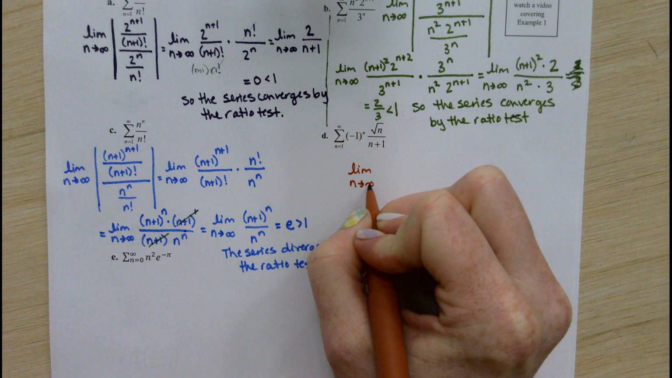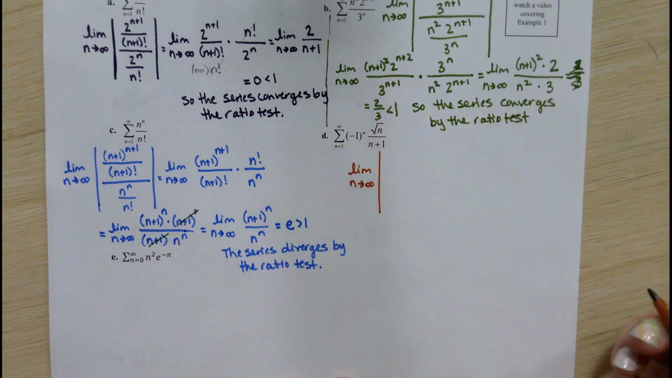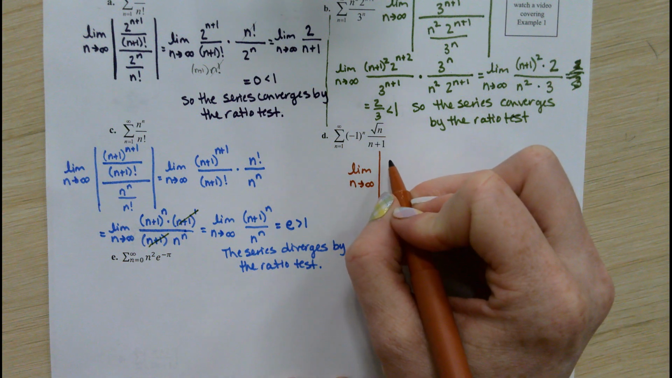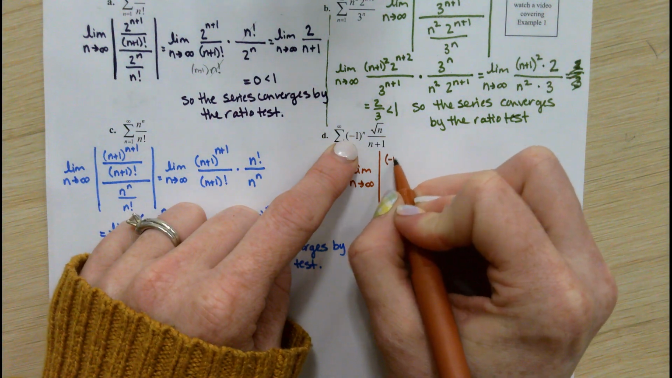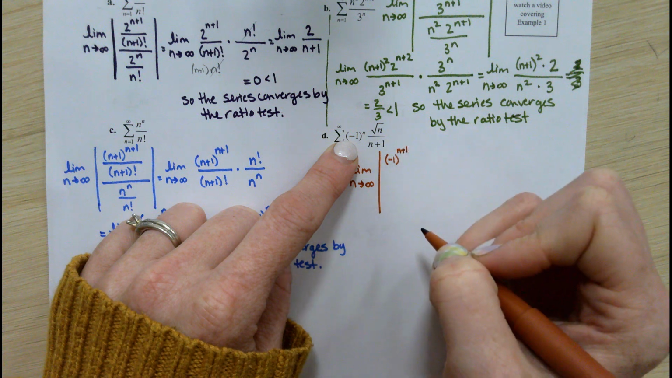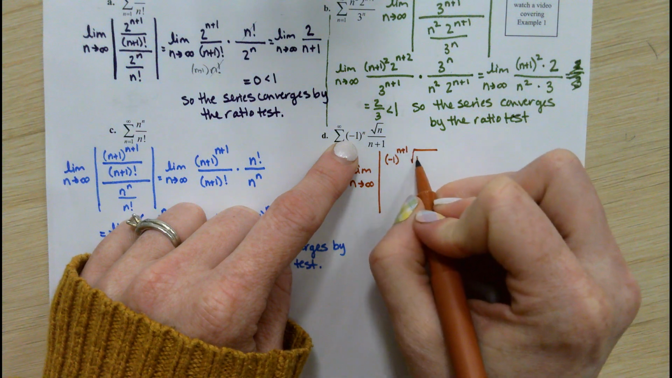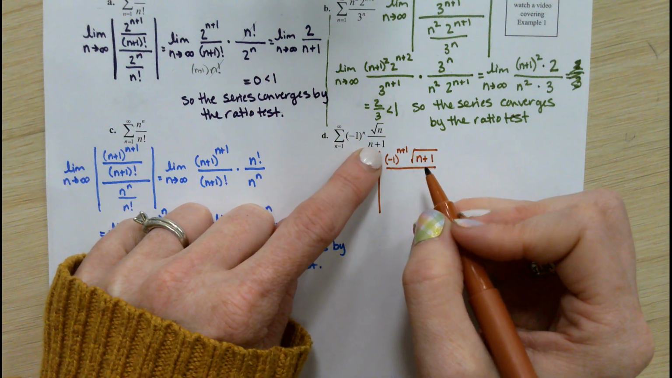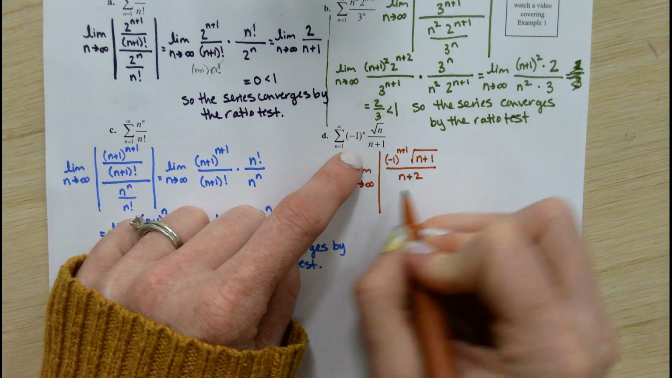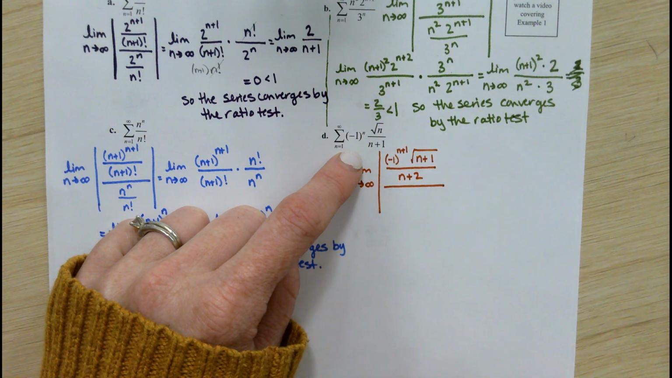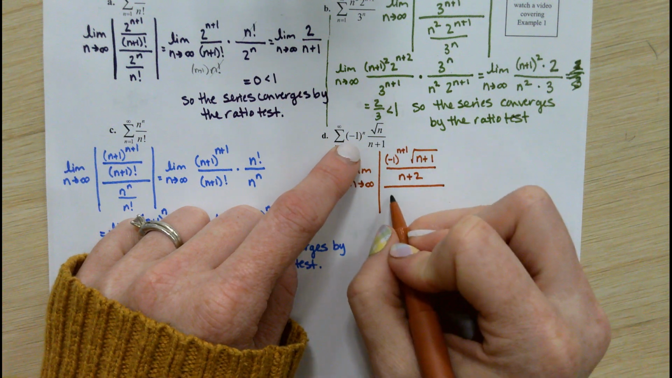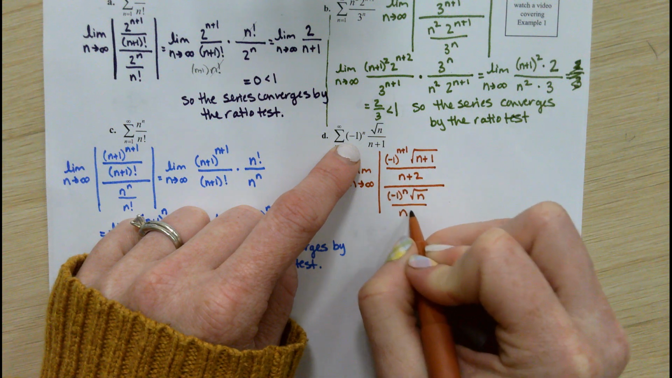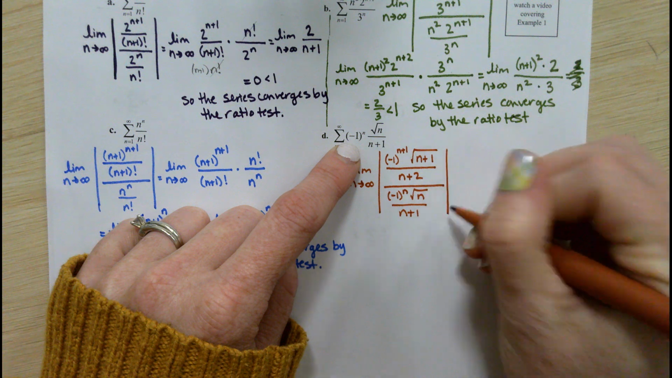as n approaches infinity of the absolute value. This is where the absolute value is actually going to do something for us, of the n plus 1 term. So this negative 1 will get raised to the n plus 1 instead of the n. The root will also be of n plus 1. And then this n plus 1 would really be n plus 2. That n plus 1 term gets divided by the nth term. So that's negative 1 to the n, root n, and n plus 1, all inside our absolute values.